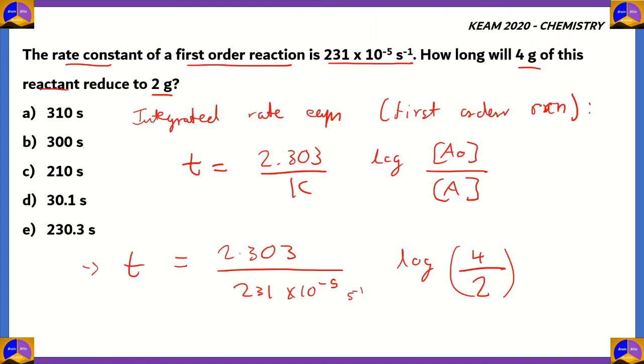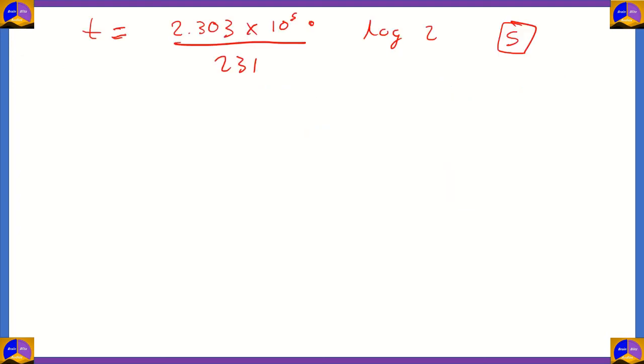The reason why 10 raised to minus 5 goes to the top is because it's under a denominator. So 1 by 10 raised to minus 5 is 10 raised to minus of minus 5, which is 10 raised to 5. So it's now present in the numerator. So what are we going to do? The value of log 2 is estimated to be 0.3.